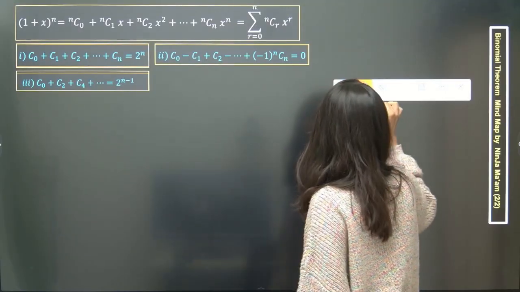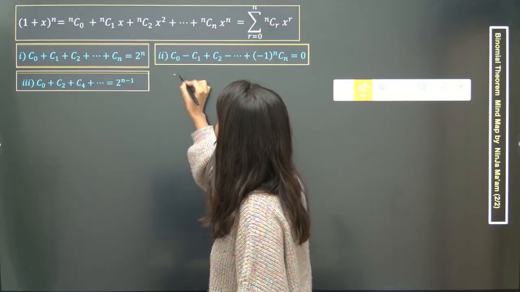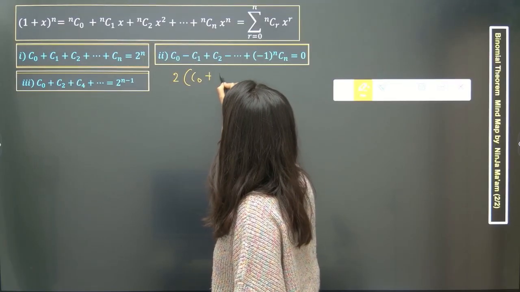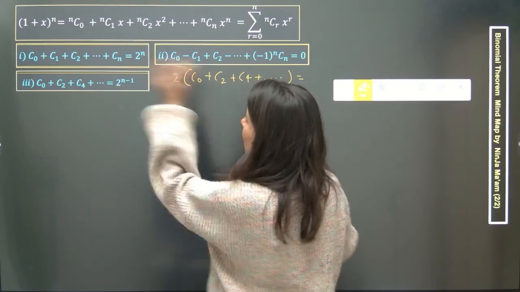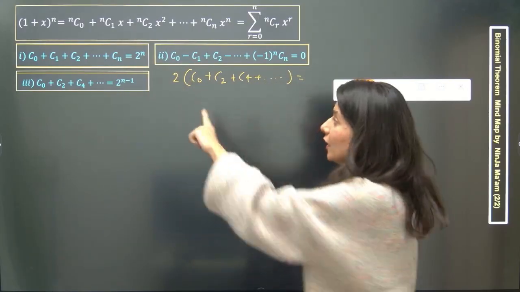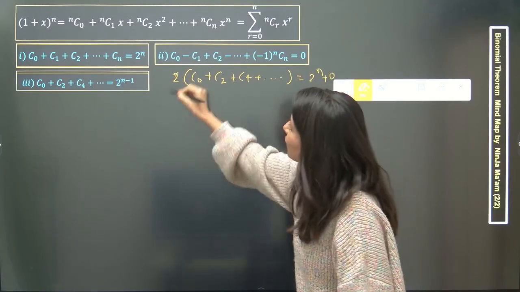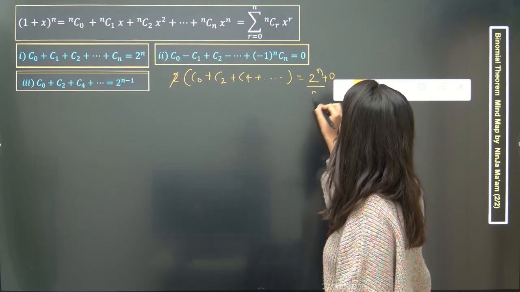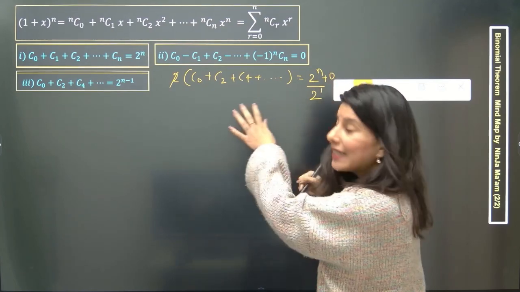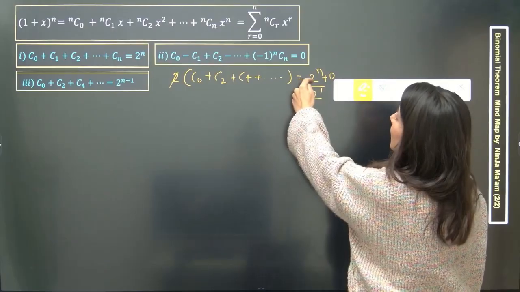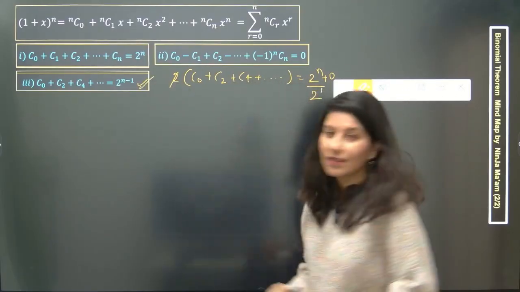So, if you add these 2, what will you get? 2 times (NC0 plus C2 plus C4, all the even indexes), and on the right hand side you are adding 2 raised to power n plus 0. Now this 2, if you just remove it from here, put it over here, 2 power 1. So your final answer, the sum of even indexes, will be 2 power n minus 1. Can you see this third formula?